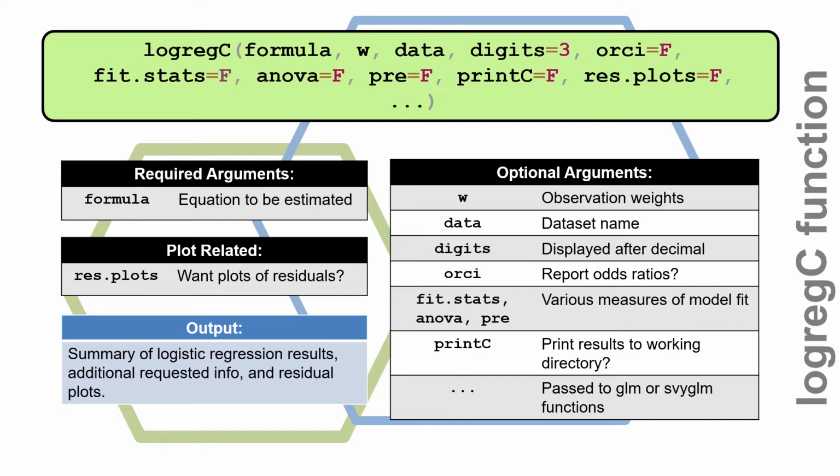You can set the orci argument equal to true to obtain odds ratios with confidence intervals. You can set the fit.stats, ANOVA, and or PRE argument to true to obtain various measures of model fit. The plot-related argument, res.plots, can be used to generate plots of residuals. To be honest, logistic regression residuals aren't as useful as linear regression residuals, but we'll take a quick look at the res.plots argument anyway. To learn how to use the logregC function, let's work through some examples.